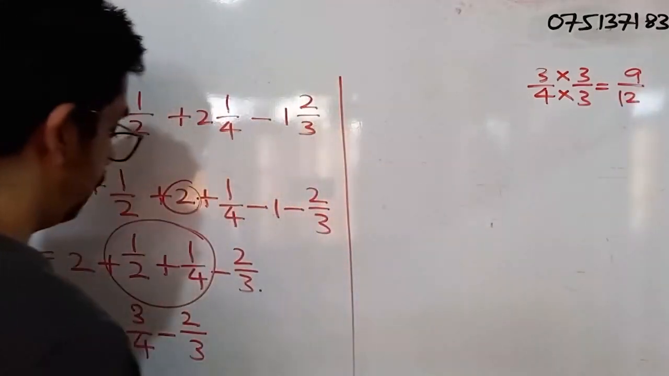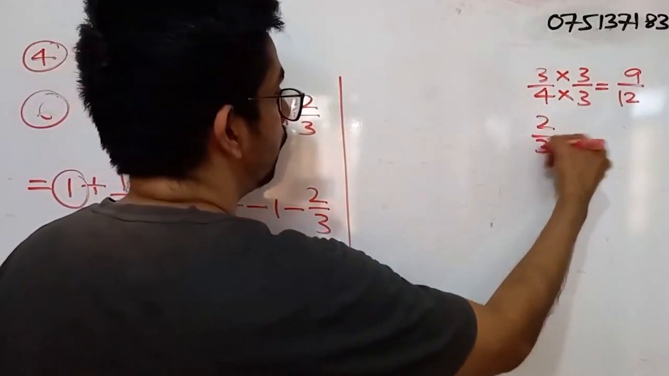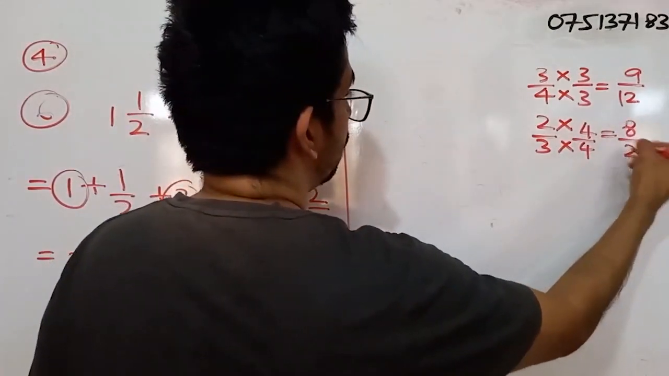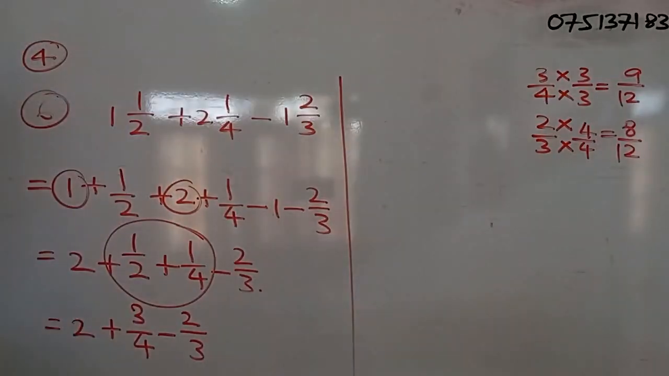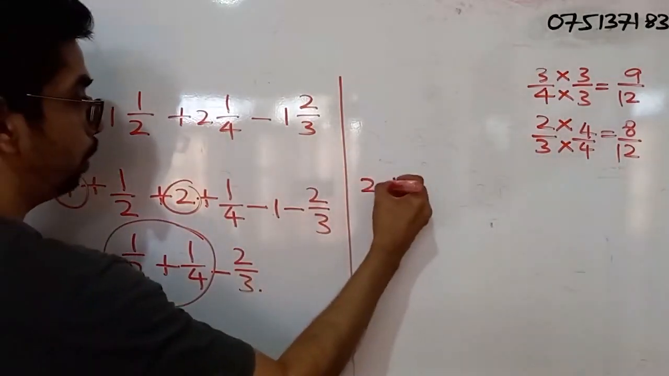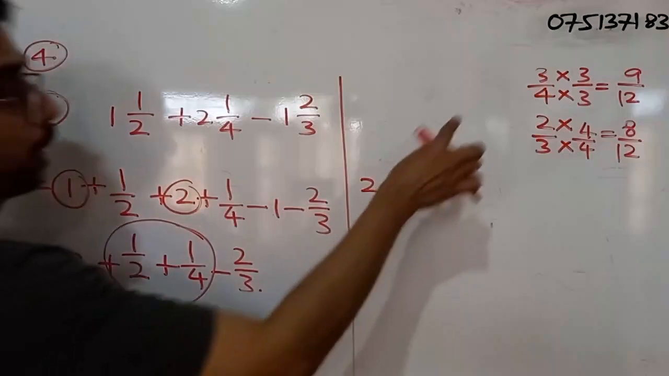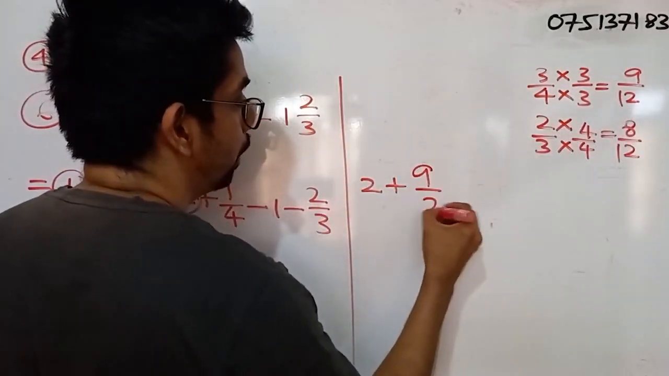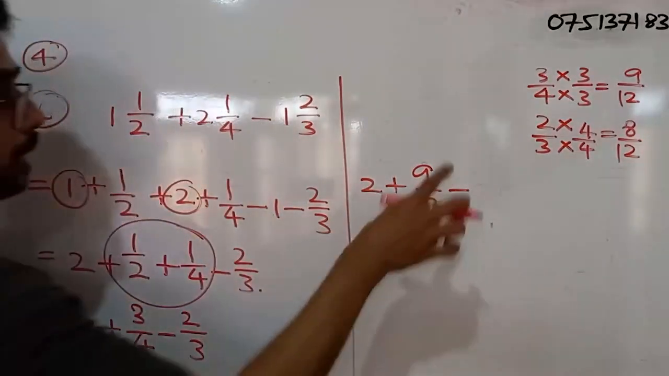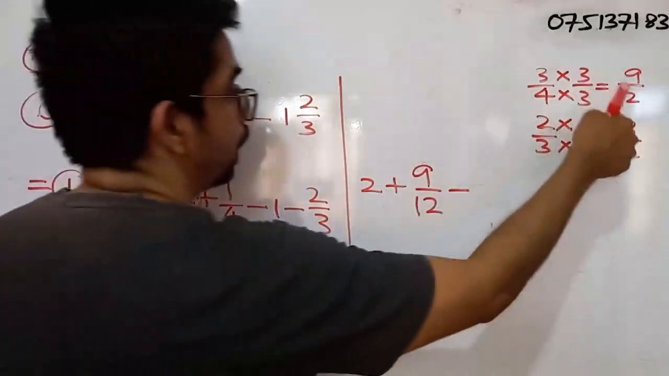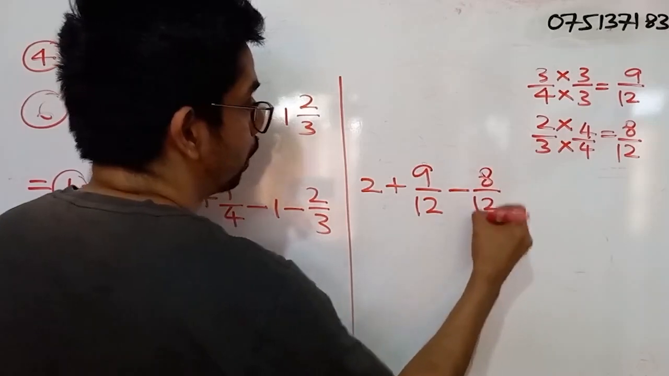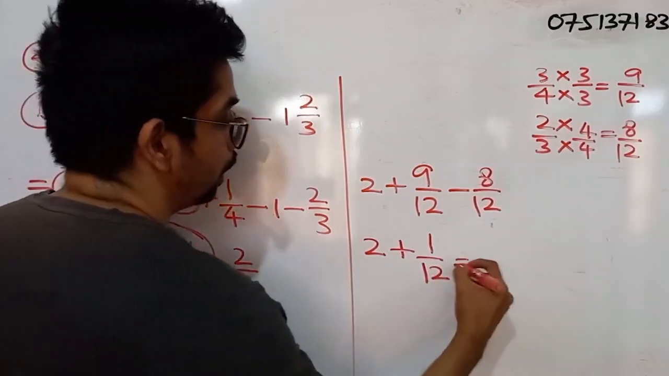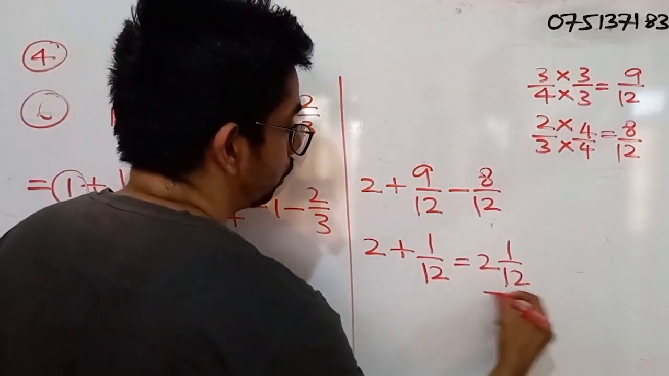9 by 12. And also if we take 2 by 3, I have to multiply the denominator by 4 and the numerator by 4. Then I will be getting 8 by 12. So 2 plus, now instead of 3 by 4, I can use 9 by 12. Right? 9 by 12 minus, in the same manner, instead of 2 by 3, I can use 8 by 12. So 2 plus 1 by 12, that means 2 and 1 by 12. So that is the answer.